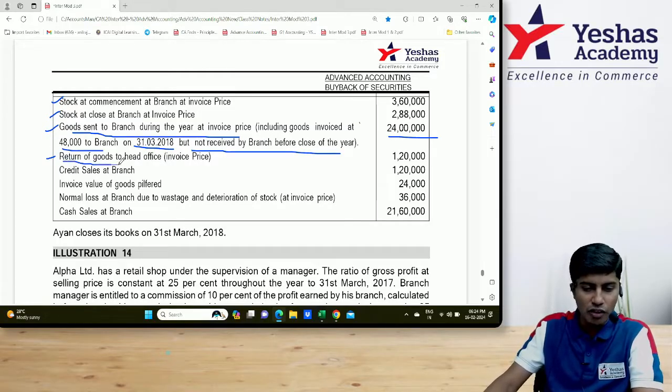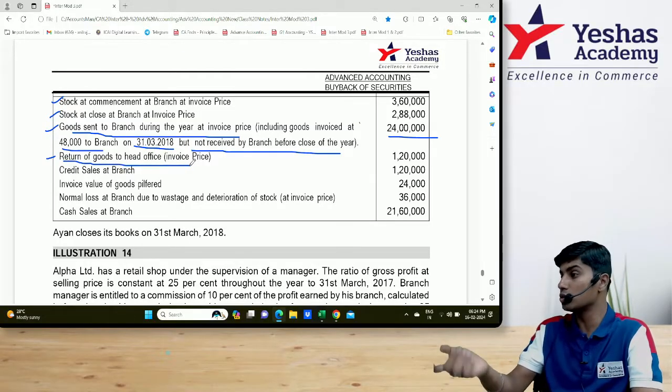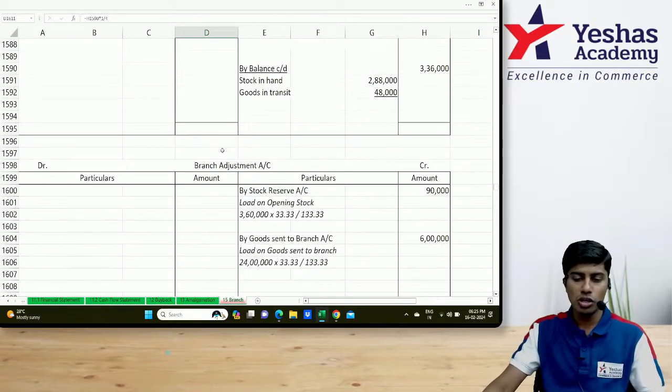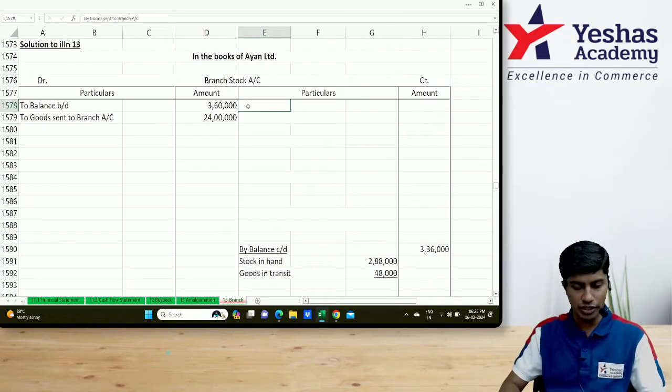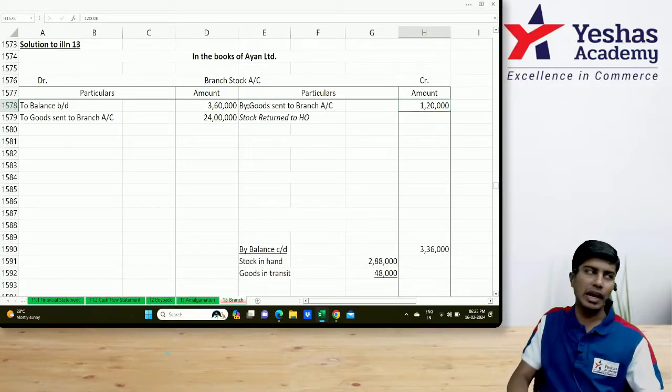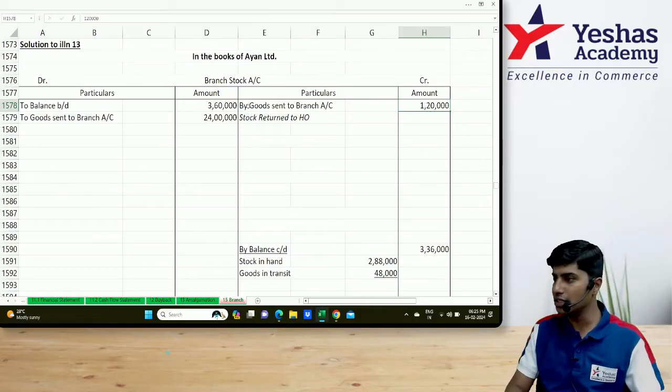Then return of goods to head office, invoice price. When the goods were received, branch stock to GSB. When the goods are returned, GSB to branch stock. So in my branch stock, goods are going out. I'll write on the credit, by goods into branch, stock returned to head office. What is the amount? 1,20,000. So 1,20,000 on the credit side in branch stock.